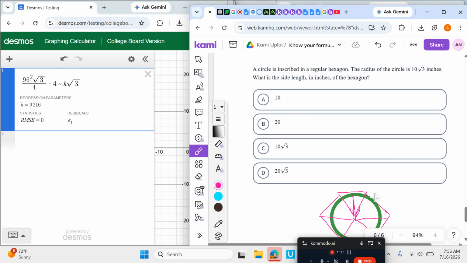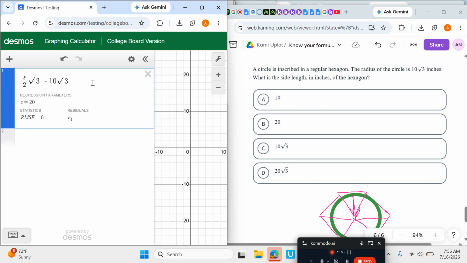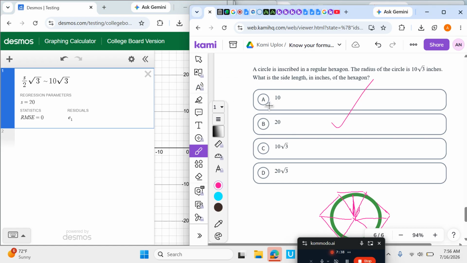So check this out, guys. This right here is the height, right? The radius is the height. So I'm going to use my height formula, right? S over 2 square root 3 is equal to 10 root 3. So my side length is 20. I'm done. Okay? Good job.